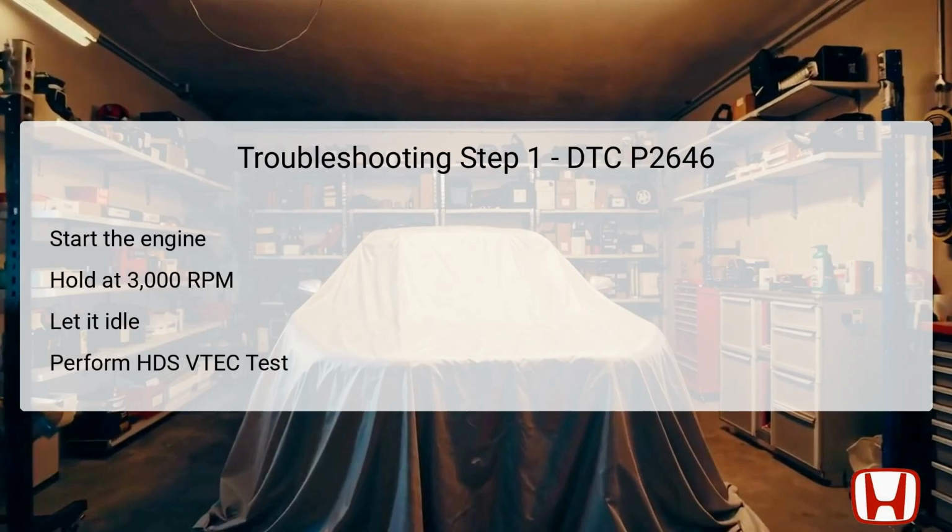The first step in troubleshooting DTC P2646 is to start the engine and hold the RPM at 3000 without load. This can be done with the continuously variable transmission (CVT) in park or neutral, or a manual transmission (MT) in neutral. This high RPM allows the engine to produce necessary oil pressure within the system. Once you reach the desired RPM, the engine should be allowed to idle. After this, proceed to perform a Honda Diagnostic System (HDS) VTEC test.